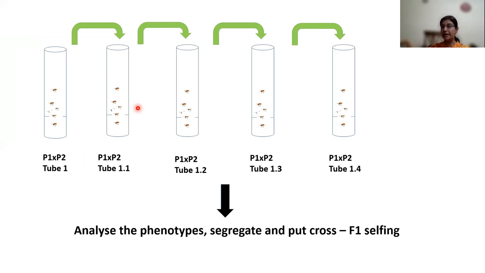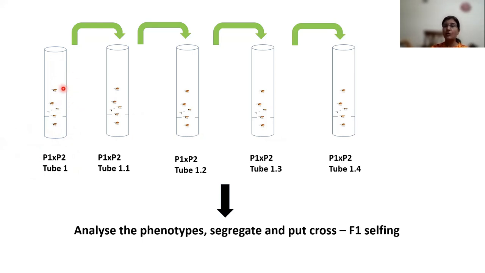If you are starting with any character which we want to study, first we have to take the virgin females and the males. The character has to be on one of the parents which we want to study. As we are starting with the parents, we have to take some number of them. For the first tube, the starting culture, we can put 6 virgin females with 4 male flies, and we can allow them to mate.